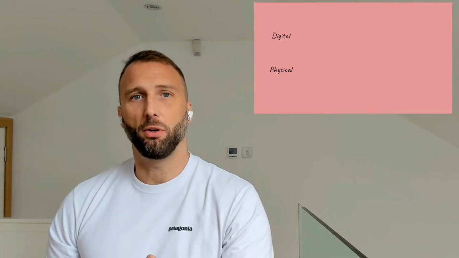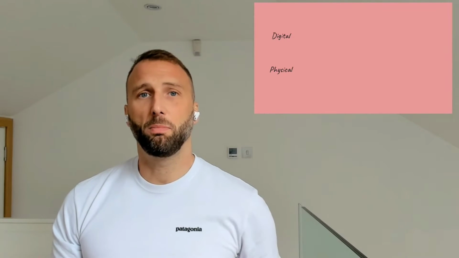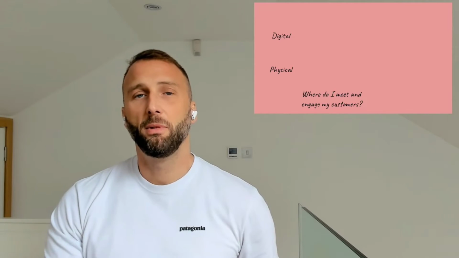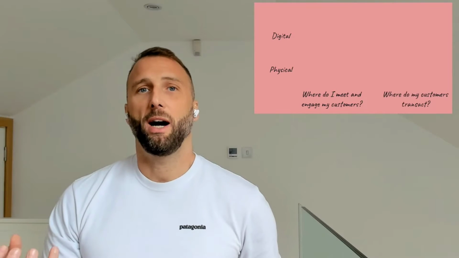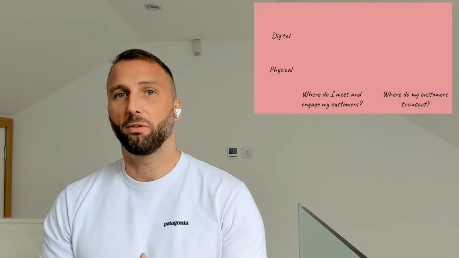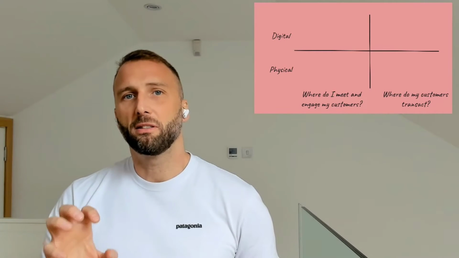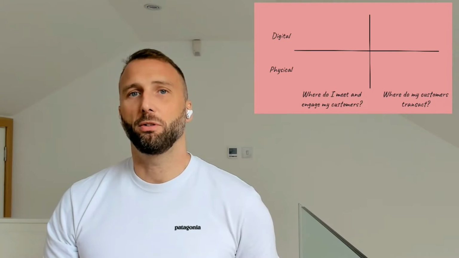The best way to think about it is to use a 2x2 matrix. And on the vertical axis, you want to look at what are physical touch points with your customers in the journey and what are digital touch points with customers in the journey. And on the horizontal axis, you want to plot where do I meet and engage my customers? Where do I market to them? And where do my customers actually transact? Where do they buy from? Where do they actually spend the money? And with this 2x2 matrix, now you can start plotting all of your customer touch points in the journey.